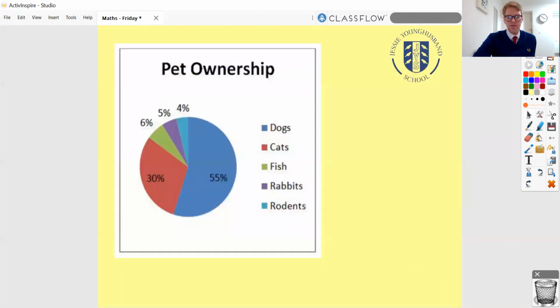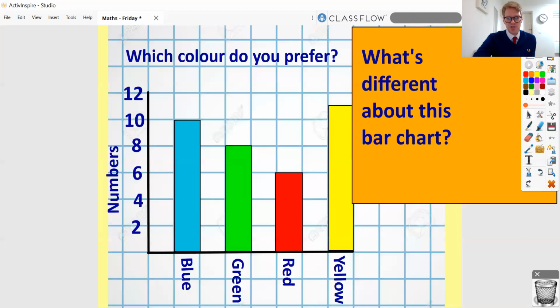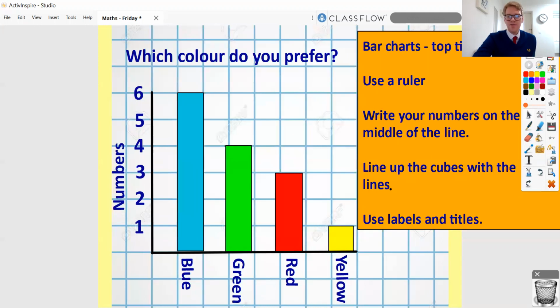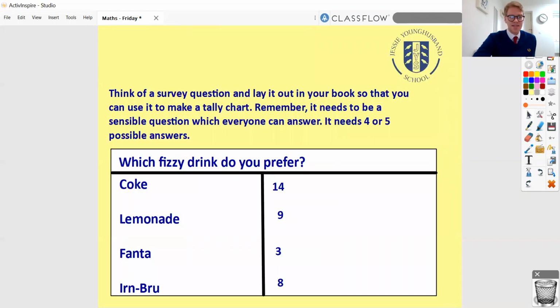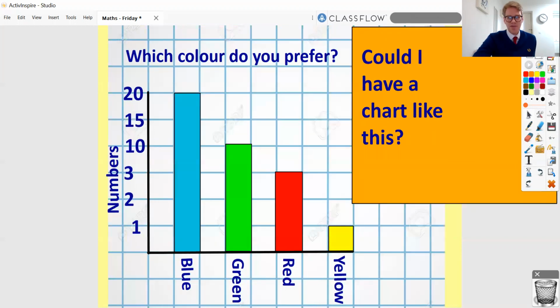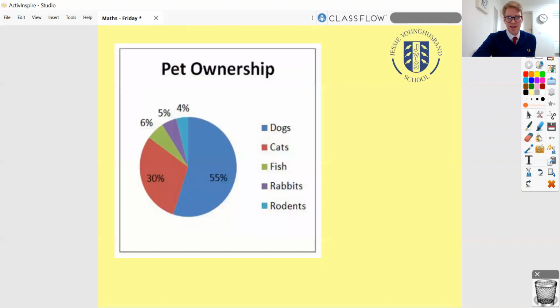Okay, so give this your best go then. I'd like to see some super bar charts for your survey. I'd like to see some pictograms for your survey. I'd like to see some tally charts and tables for your survey. And if you're feeling adventurous, this is completely optional, you might like to have a look at a pie chart.